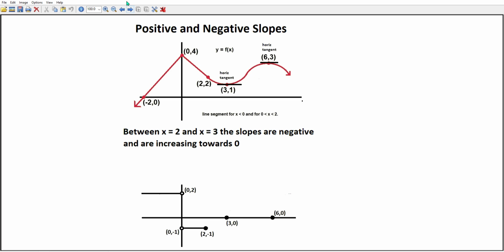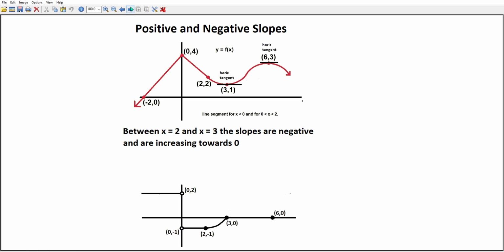Now, between x equals 2 and x equals 3, we can see that the derivative is negative, but it gets less negative as we approach 3, which means that the derivatives are going to be negative, but increasing towards 0. And that gets us this sort of a shape.